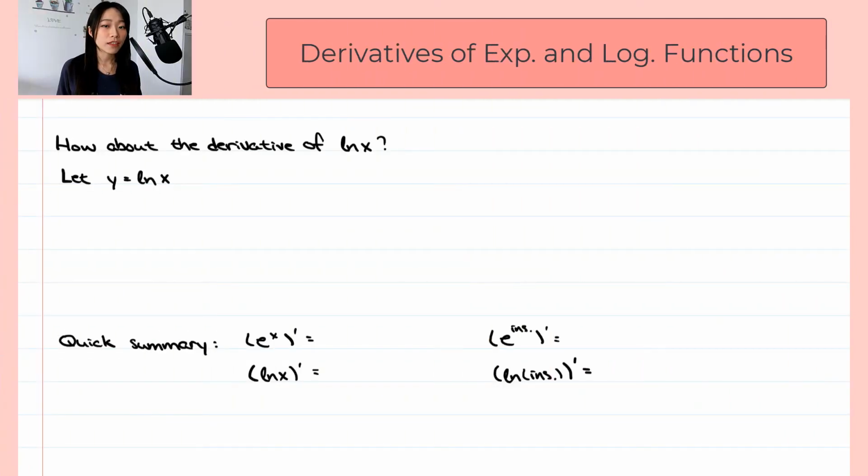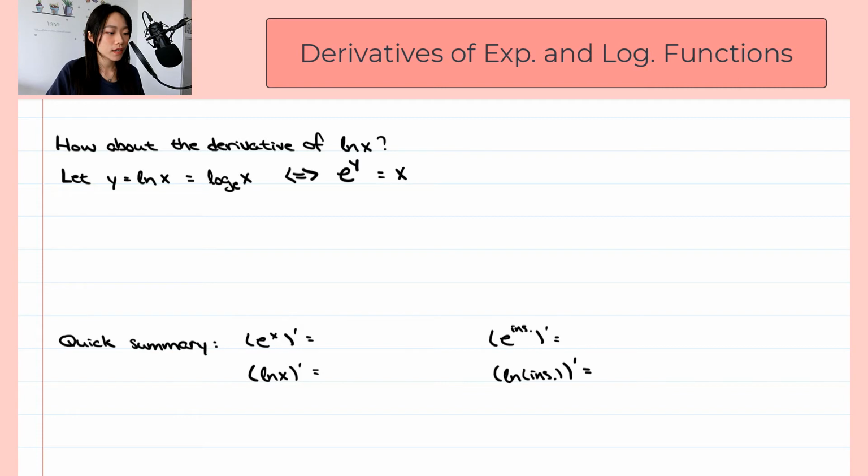Now, how about the derivative of ln function? So let y equal ln of x, and ln function is a special form of log function with base e. And this equation is equivalent to e to the power of y equals x.